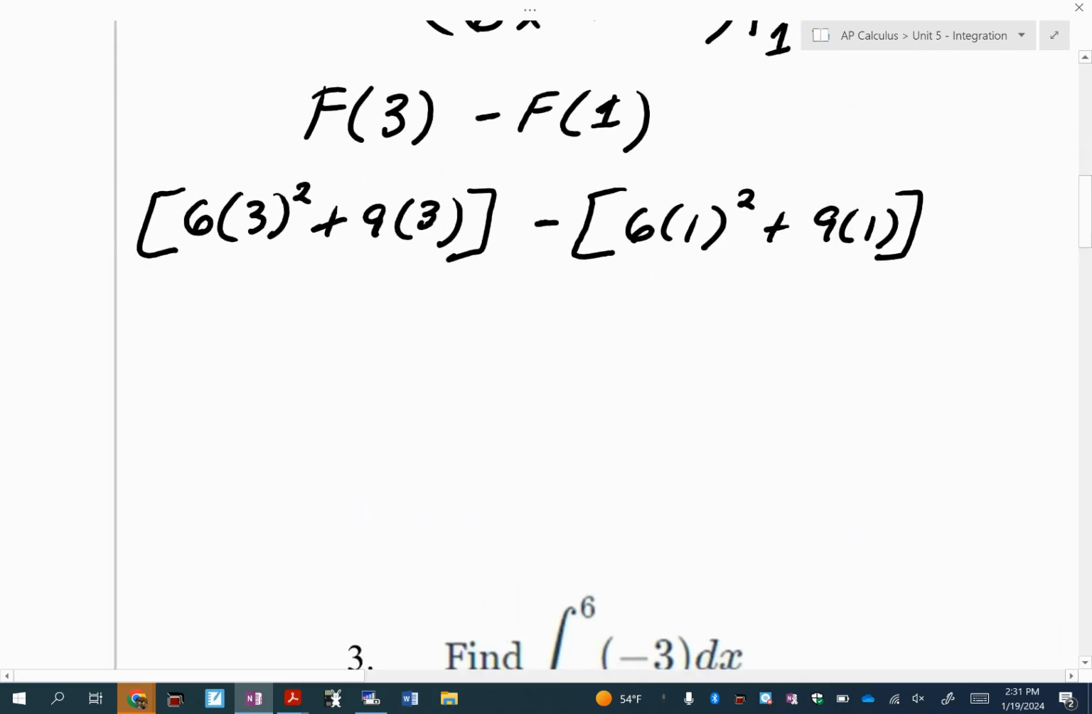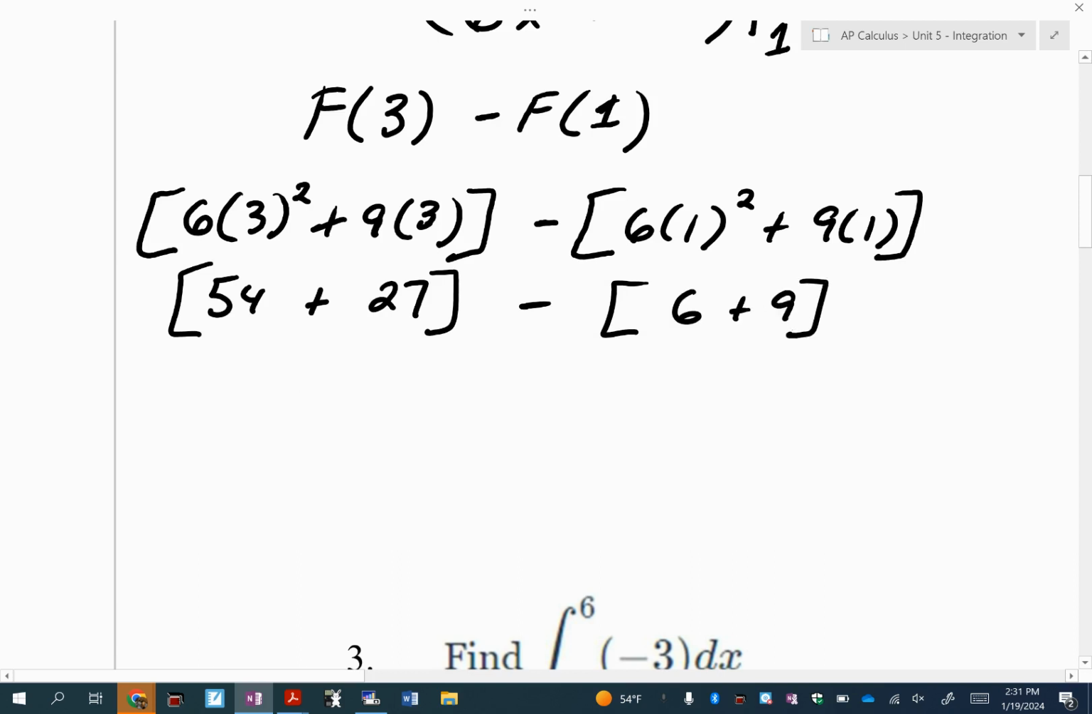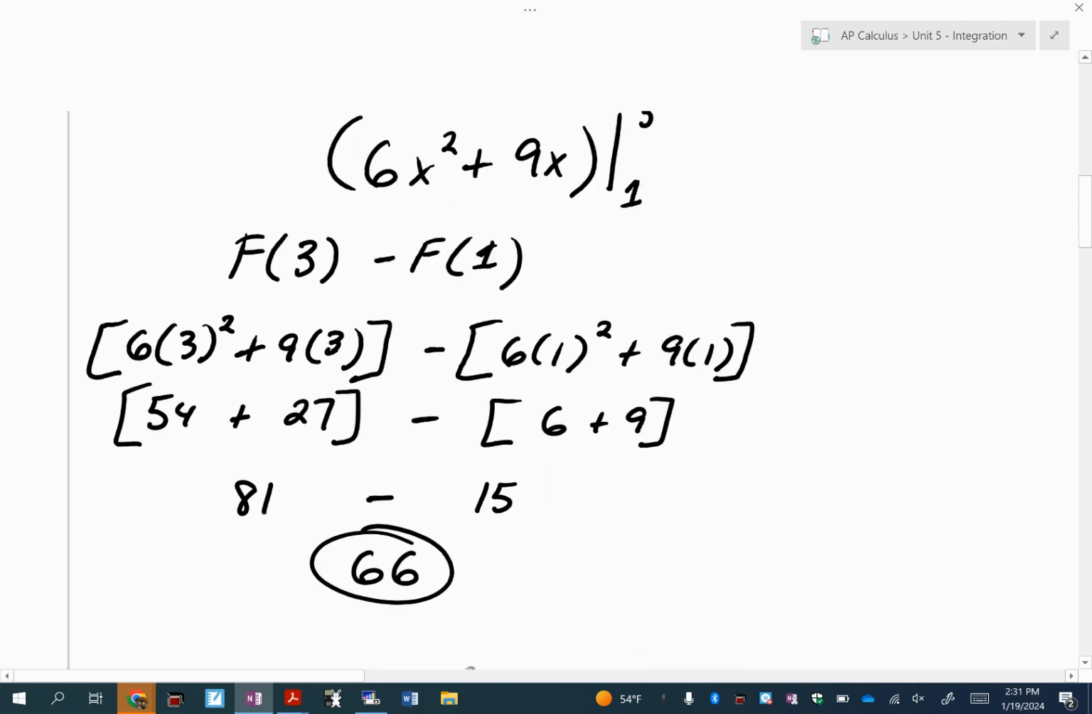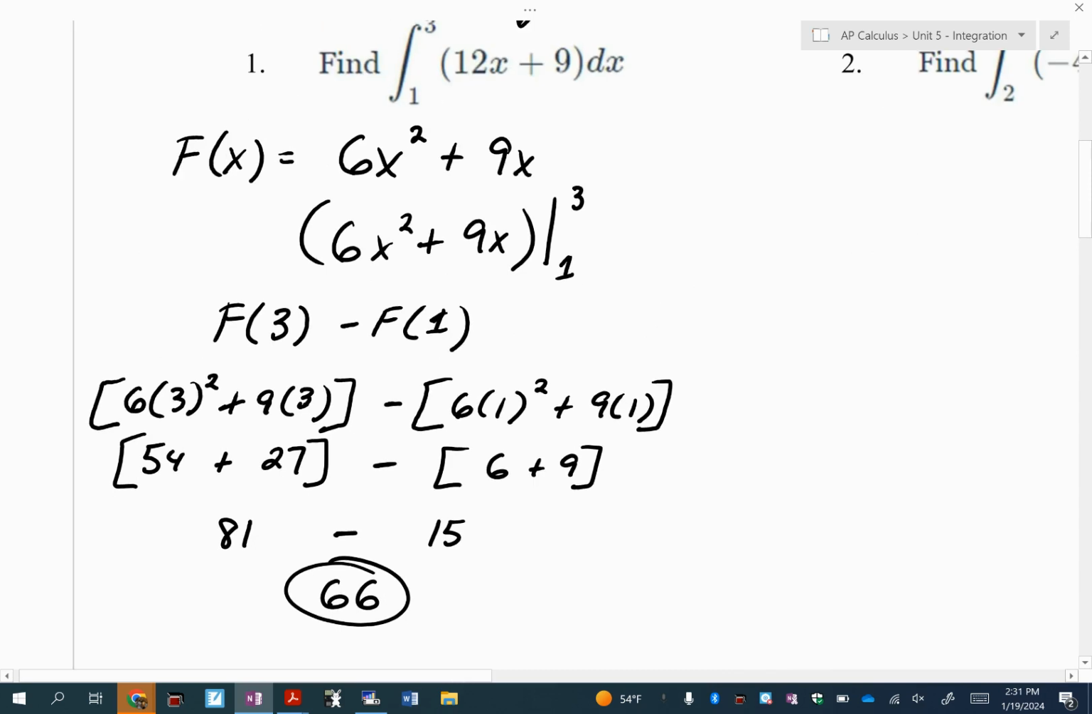Okay, so let's do our algebra here. 3 squared, 9. 9 times 6, 54, plus 9 times 3, 27. That's 81. Cool. 1 squared is 1. 1 times 6 is 6. 1 times 9 is 9. And then 6 plus 9, 15. When you subtract, you get 66. So the value for the area under the curve.